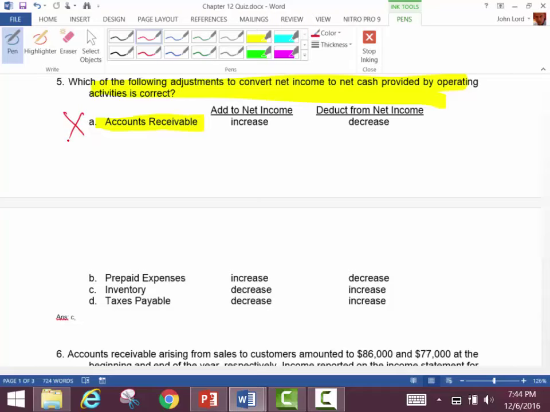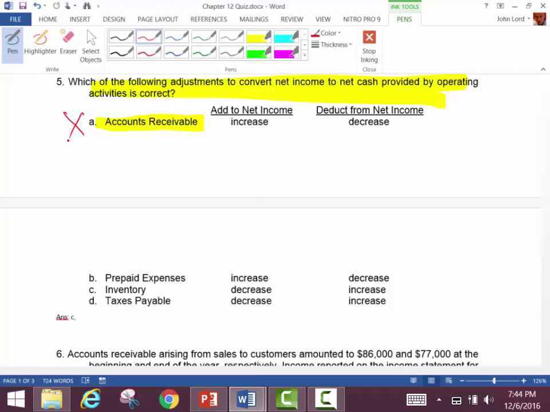If prepaid expense is increased, then that means that my what? My prepaid insurance must have done what? Must have decreased. So if my prepaid insurance decreased, I'm going to increase my... Do the opposite, right? So for that one, it's okay.